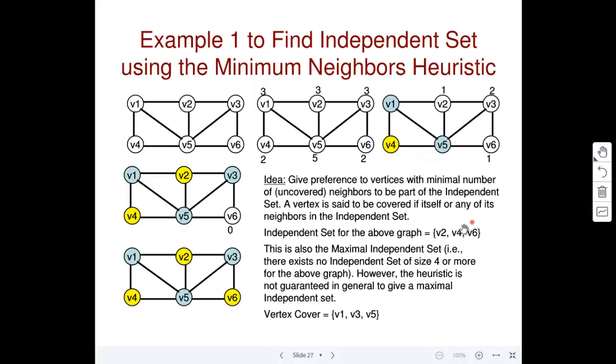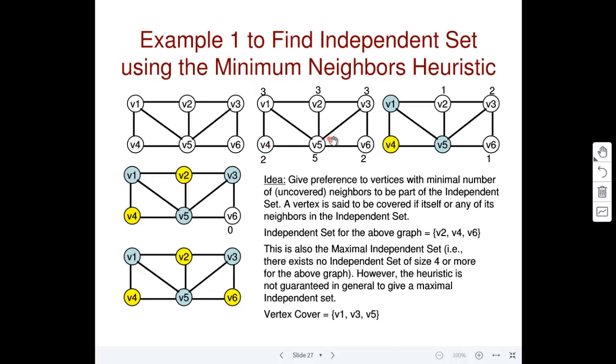So we include V4 as the first vertex to be part of the independent set. That will exclude V1 and V5. So I color them. We can say V1 and V5 are covered by V4. Covered means they are a neighbor of at least one vertex in the maximal independent set. So that means we have to recalculate the number of uncovered neighbors for each vertex. To begin with, we actually determine the number of uncovered neighbors.